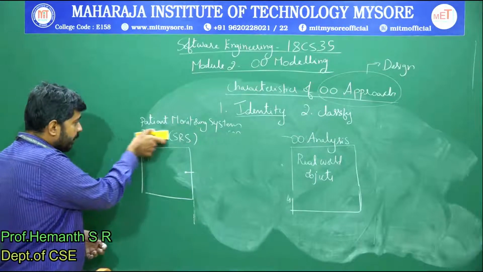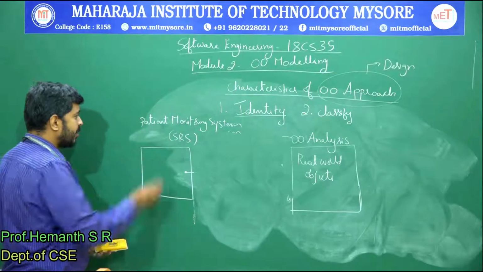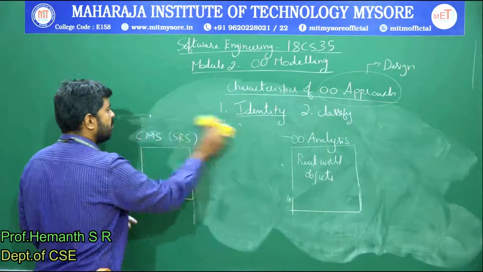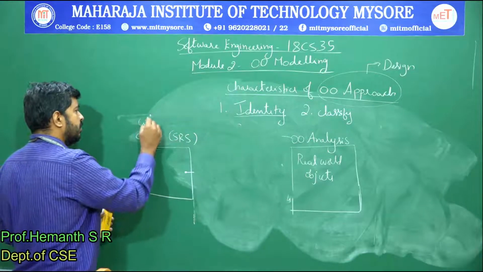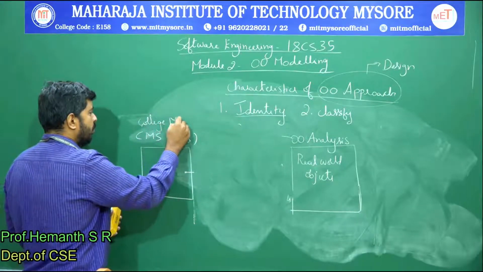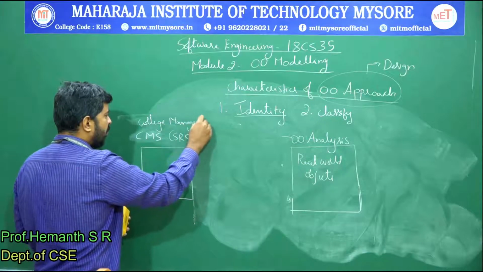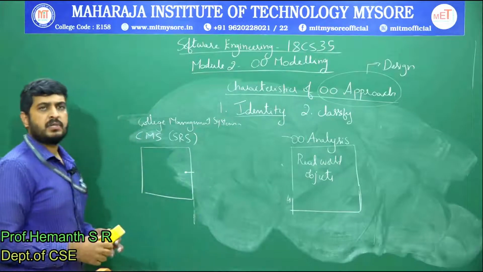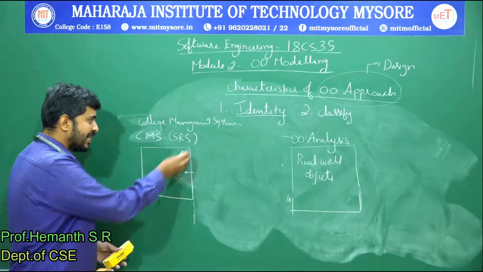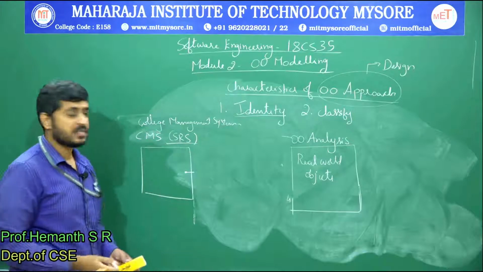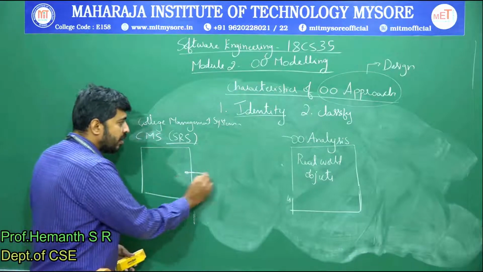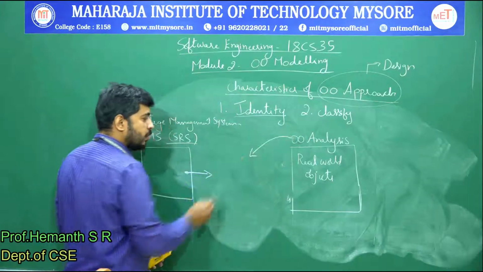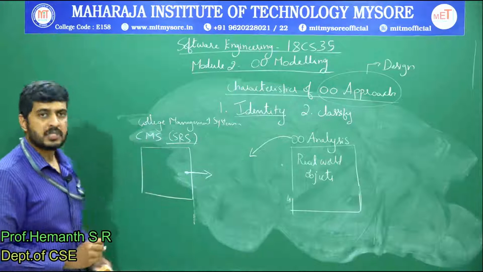So maybe the second example may be a college management system. I will call it a CMS. So it is college management system. If the analyst has come out with the SRS for a CMS, college management system, now what may be the real world objects that may be identified during OO analysis? What may be the objects in a college management system?